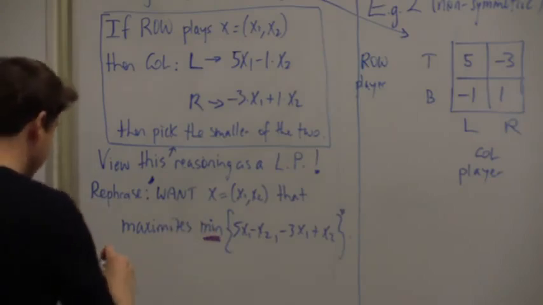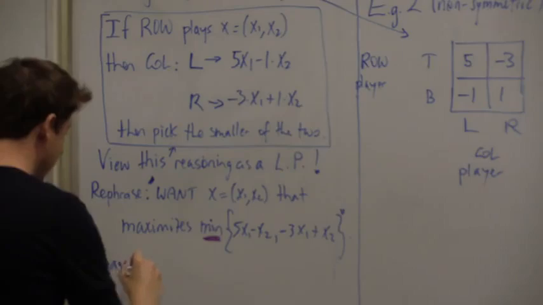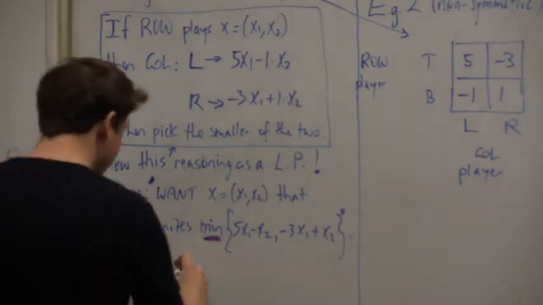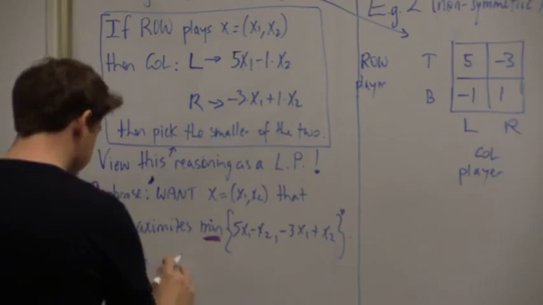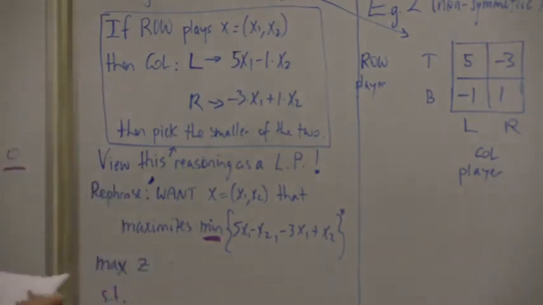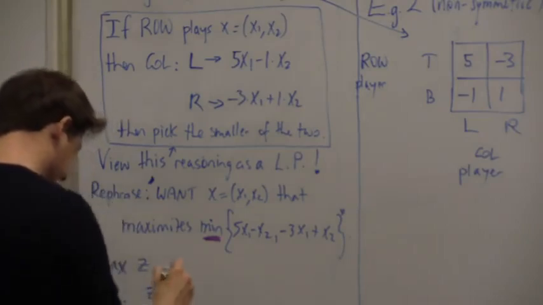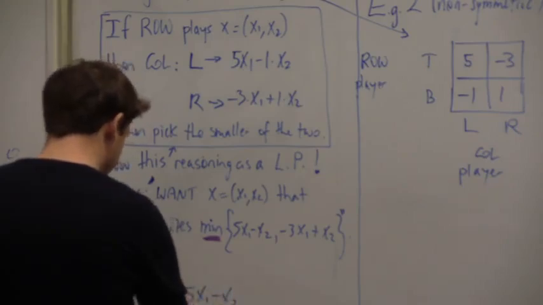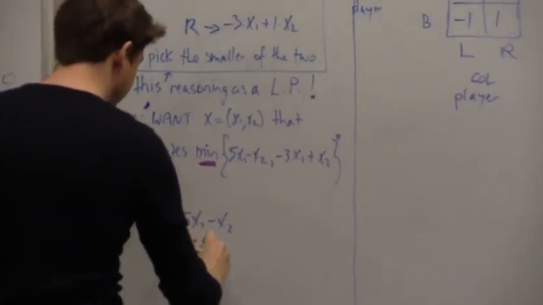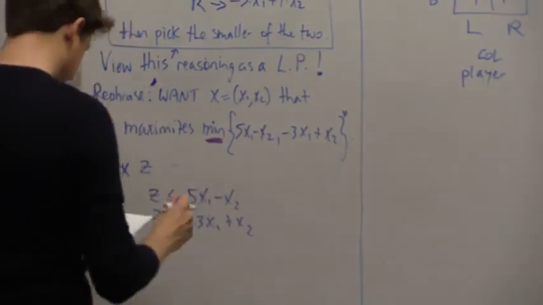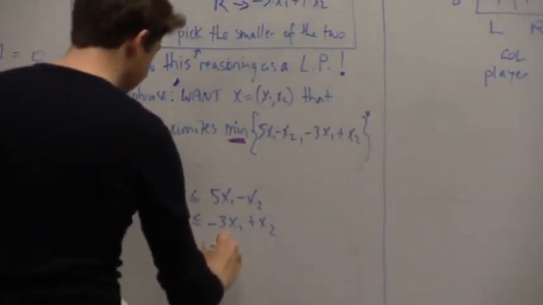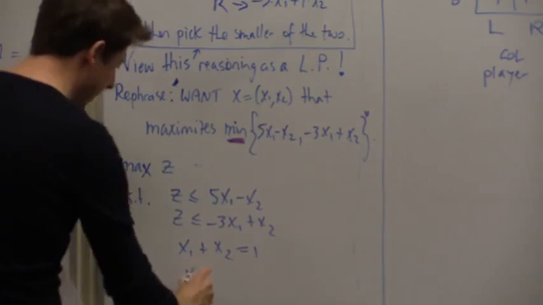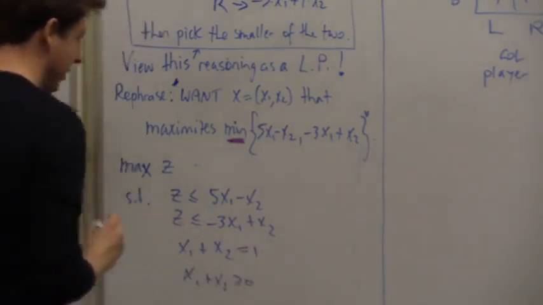So we're going to have an auxiliary variable, max z. So z is going to be an auxiliary variable such that z is at most the first term, 5x1 minus x2. z is at most the second term, minus 3x1 plus x2. And then we're going to constrain x1 and x2 to be a probability distribution. So we're going to say x1 plus x2 is 1, and x1 and x2 are non-negative.